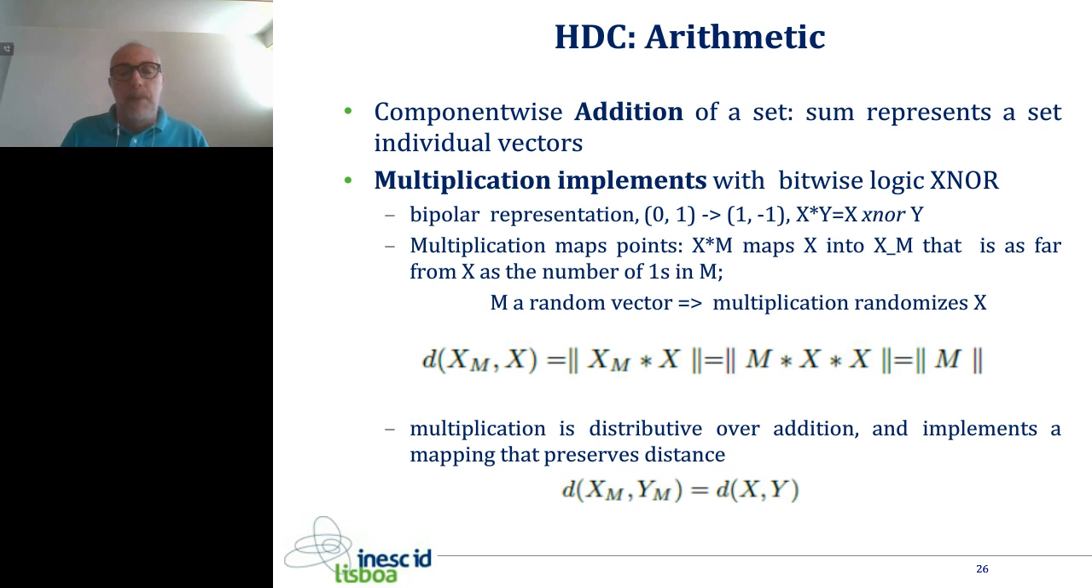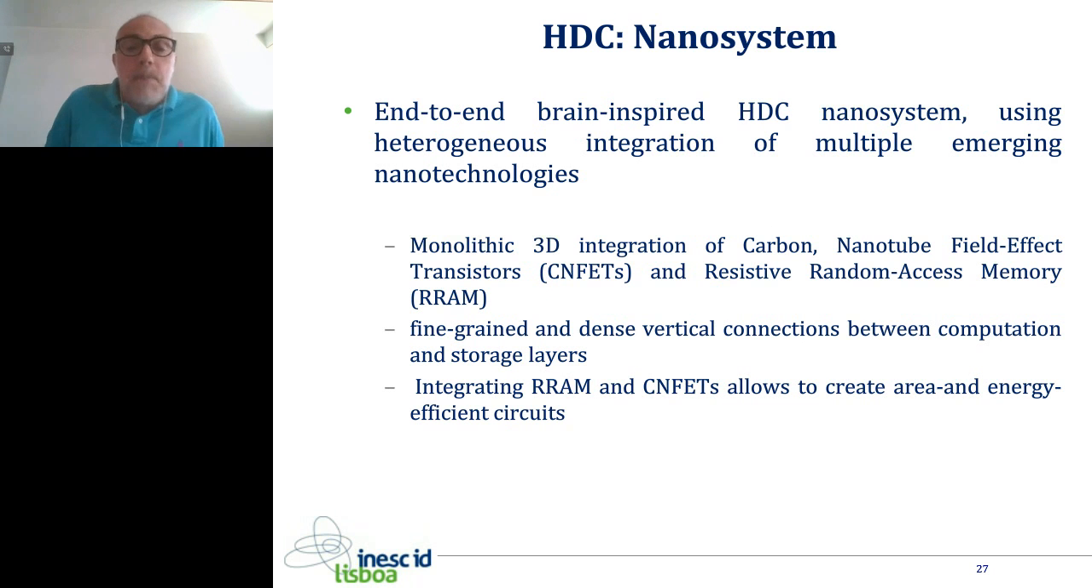So you have several properties that are important in this type of arithmetic. For instance, multiplication is distributive over addition, and it implements a mapping that preserves distance, which means that if you multiply by M, you keep the distance of the original vectors X and Y. So let me just say that this hyperdimensional computing is applied already on nanosystems.